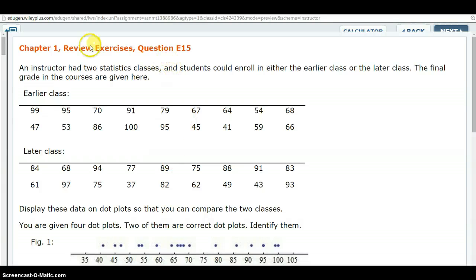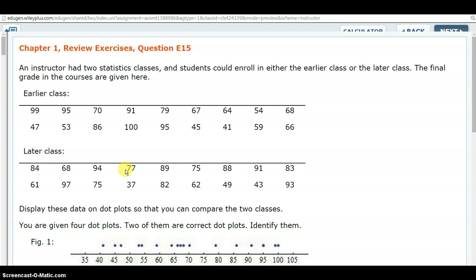Okay, so question chapter 1, the review, or 1.R, we have E15. Two different statistics classes. These are the grades in the first one, these are the grades in the second one. Interestingly, some of you actually asked me if it might be beneficial to wait until the summer to enroll in the statistics class online, whether or not it would be more likely to get a higher grade.